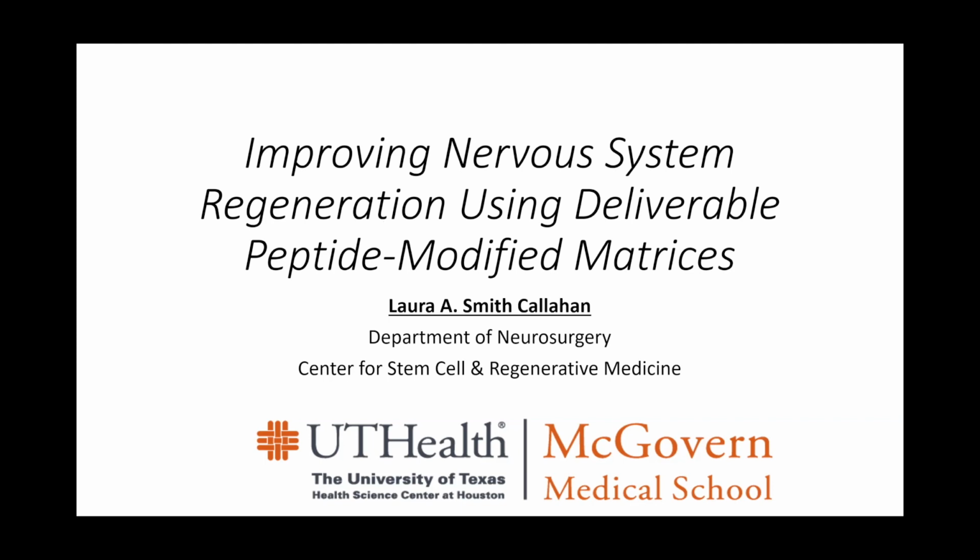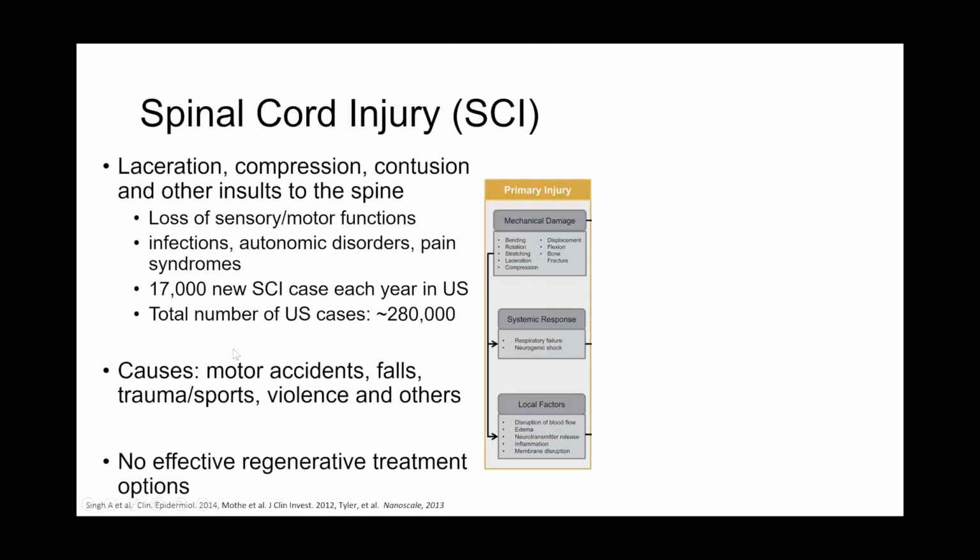So today we're going to talk about, if the slides will advance, essentially neuro applications for, there we go, tissue engineering and stem cells. So through the lens of SCI, what happens is you have a mechanical onslaught, whether it be from a fall, a motor accident, sports trauma, or other violence.